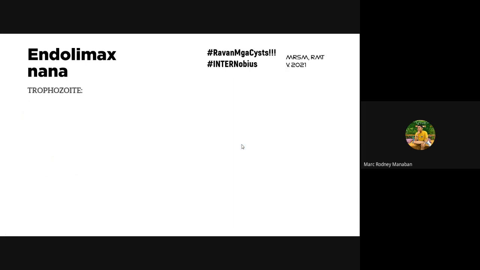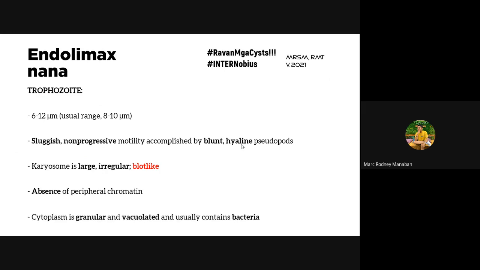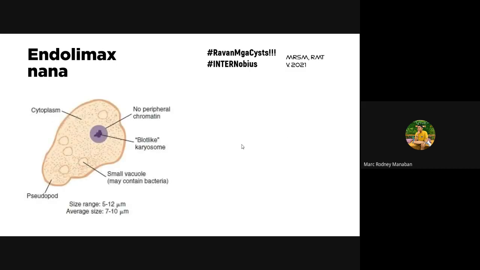And for the trophozoite, again, the size is usually 8 to 10 micrometers. It is sluggish and non-progressive, moving slowly with blunt hyaline pseudopods. Blunt means the edges of your pseudopods are not very sharp. The caryosome is still the same: blot-like, irregular, large, with an absence of peripheral chromatin. And of course, the cytoplasm is granular and vacuolated, and may contain bacteria that it ingests. So here is an example of the trophozoite: granular cytoplasm, vacuoles, a large blot-like caryosome, and again, no peripheral chromatin.